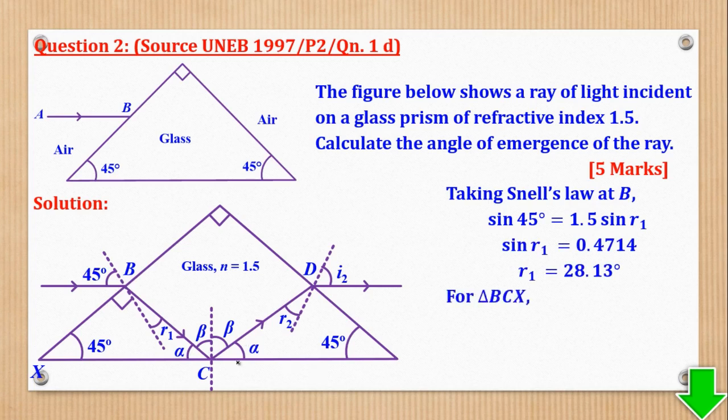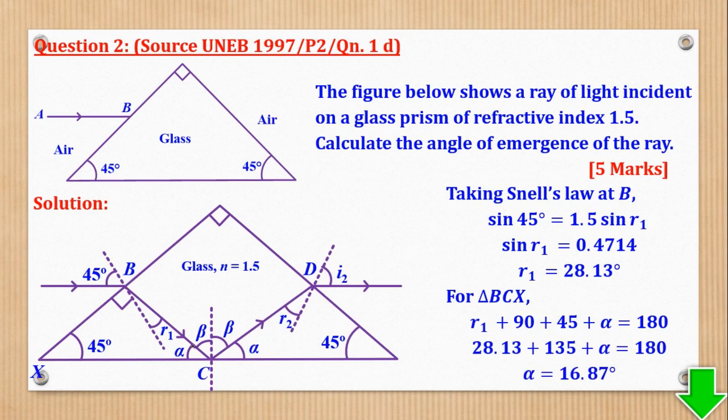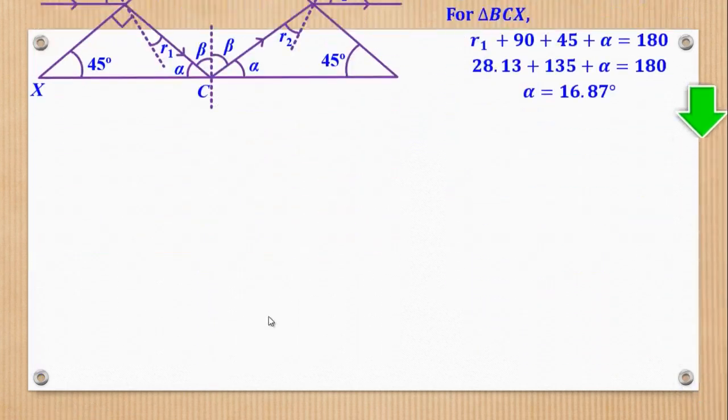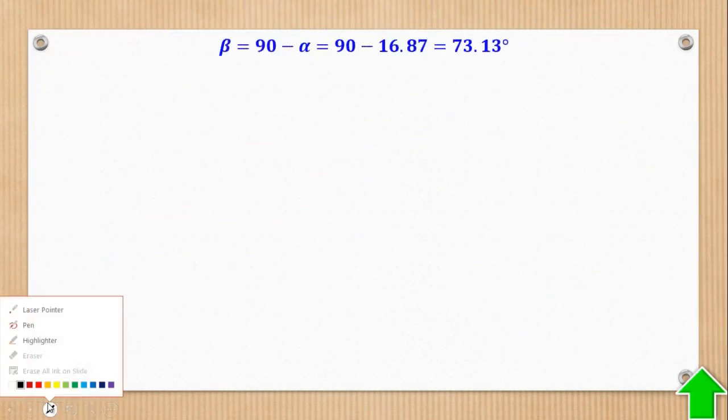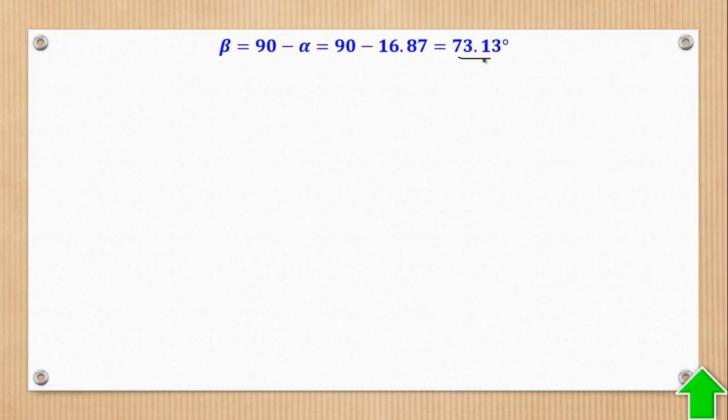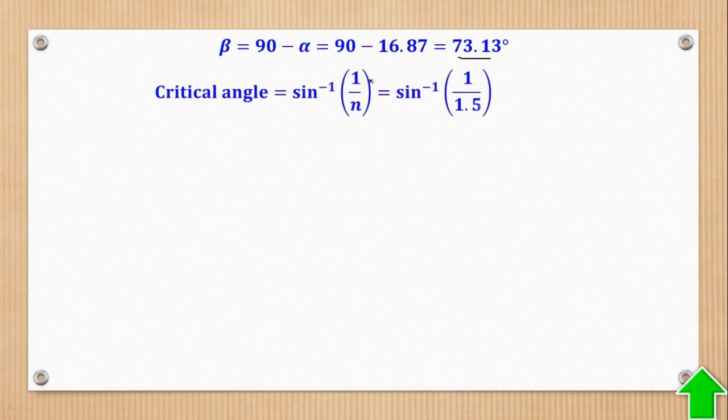Then for this triangle BCX, angles of the triangle add up to 180, therefore this plus this plus this plus this will be equal to 180. Substitute for R1 and be able to get the value of alpha. So alpha is got, it is here, meaning I can also get beta. So beta will be 90 minus alpha, which is that. And now critical angle is arcsine of 1 over refractive index, which is 41.81.